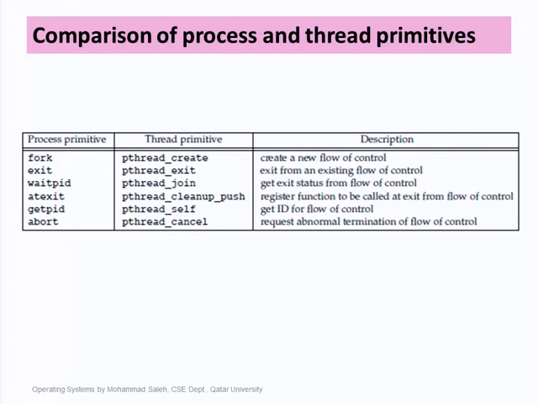Now, let's compare some of the functions that we have been using with pthreads to the ones we used with processes. There are some similarities. If I want to create a process, I use fork. However, if I want to create a thread, I use pthread_create. If I want to exit a thread, pthread_exit. If I want to wait for a particular thread, pthread_join, which is equivalent for processes to waitpid.